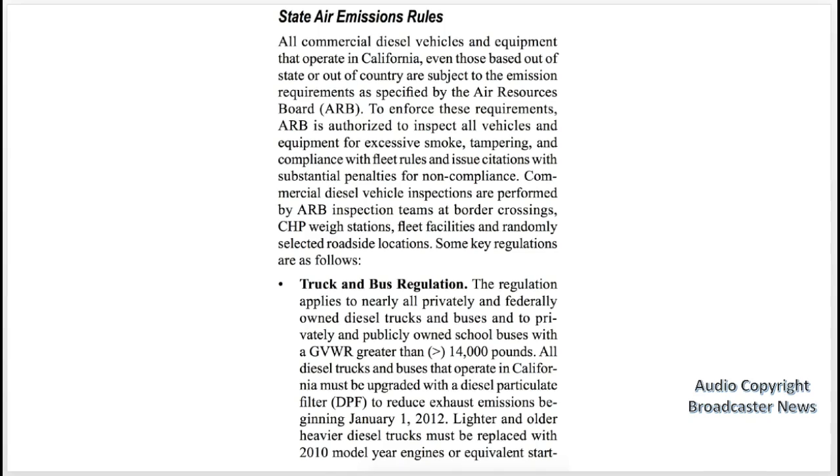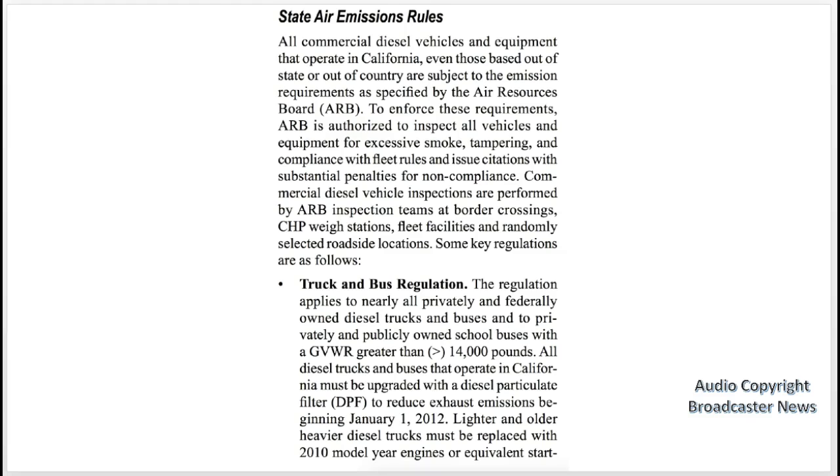Now let's talk about state air emissions rules, the emission rules in California. All commercial diesel vehicles and equipment that operate in California, even those based out of state or out of country, are subject to the emission requirements as specified by the Air Resources Board. To enforce these requirements, ARB, the Air Resources Board, is authorized to inspect all vehicles and equipment for excessive smoke, tampering, and compliance with fleet rules, and issue citations with substantial penalties for non-compliance.